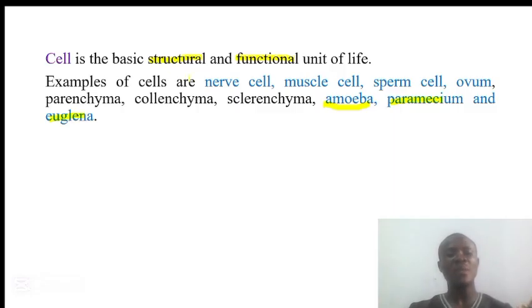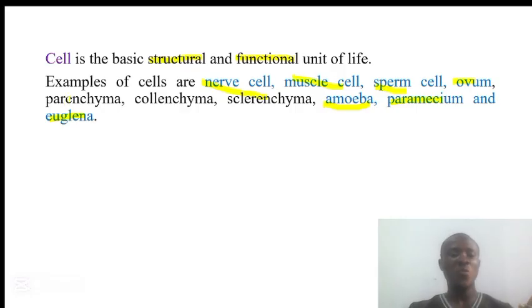So we have examples of cells that we have in human. We have nerve cell, we have muscle cell, we have sperm cell, which is the smallest cell that we have in human, and we have ovum. The ovum is the largest cell that we have in human.